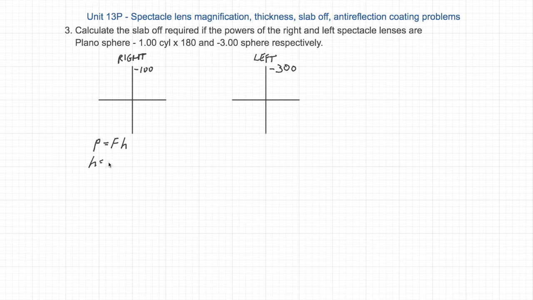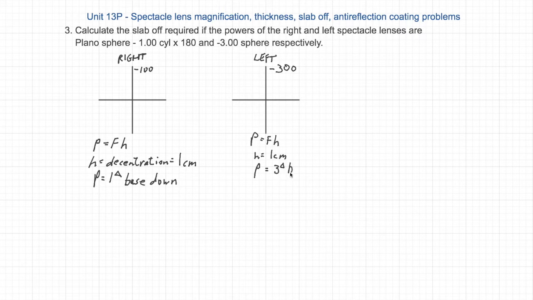You can forget about the minus sign. What we're concerned with is the direction of the base. Prentice's formula is prism power equals power times the decentration. Decentration is 1 centimeter, so the prism power is 1 prism diopter base down. For the left lens, again, the decentration is 1 centimeter, so the power is 1 times 3, or 3 base down. And it's base down again because a concave lens, when you're looking through the bottom of the lens, it's like looking through a base down prism.